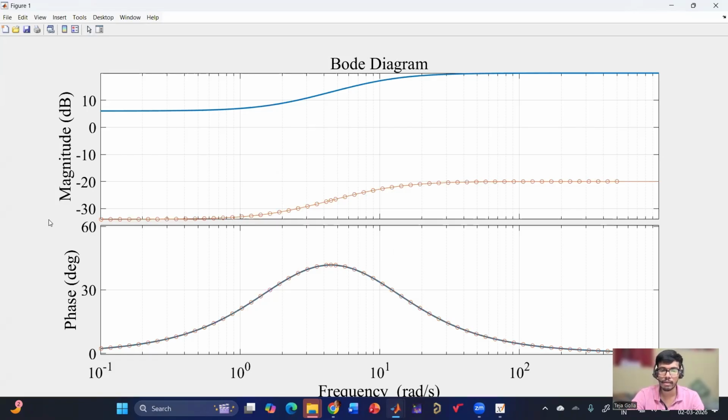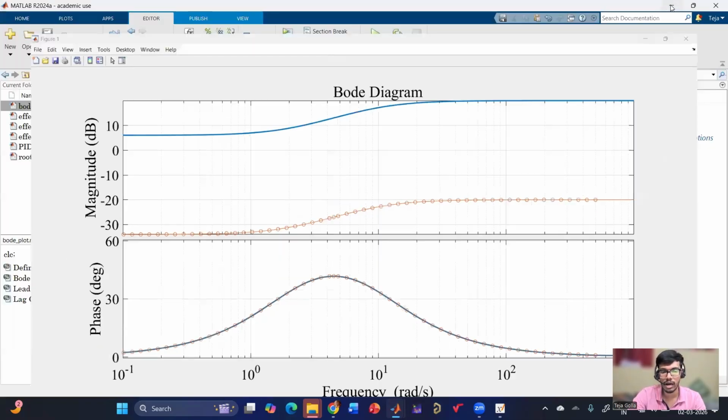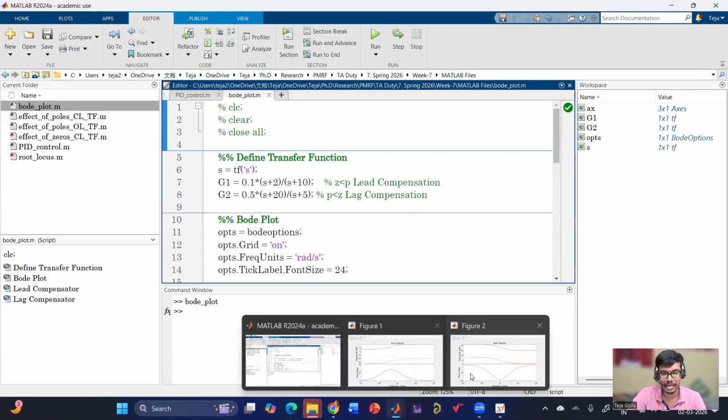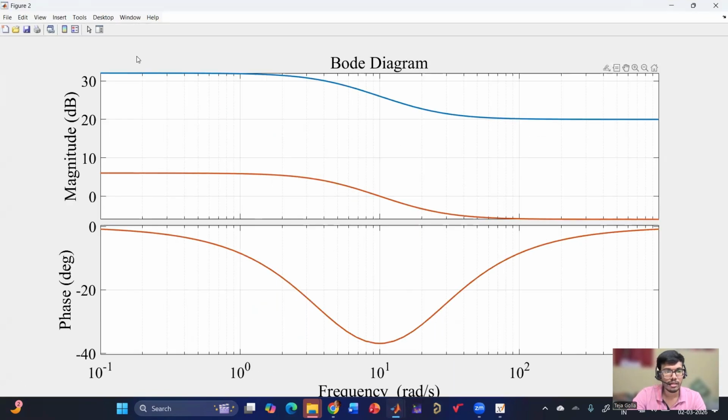So in this way, I can play with zeros and poles to adjust the phase, lag or lead, and also I can use the gain K to adjust the gain. So I can either pull it up or pull it down. Similarly, in the second figure, the gain has come down. So depending upon the gain K value, how much you want to pull it up or down, we can do that. But phase remains same irrespective of the gain, because gain is not having any effect on the phase.